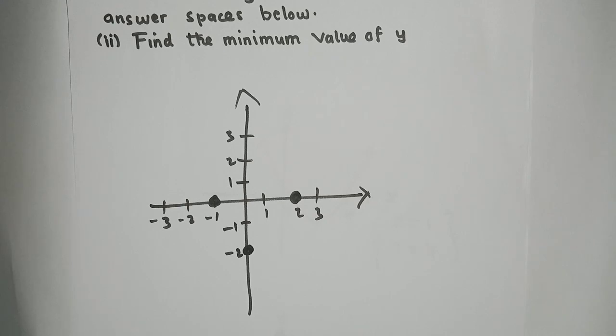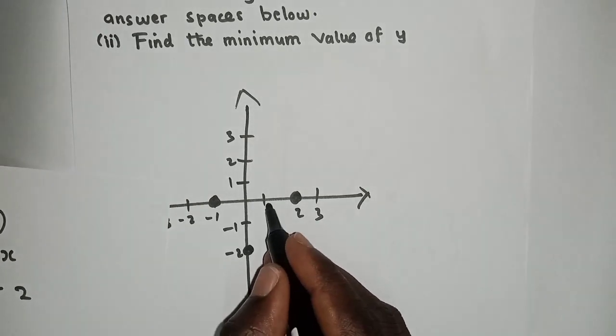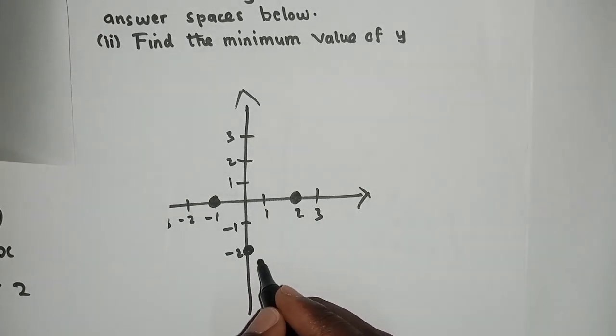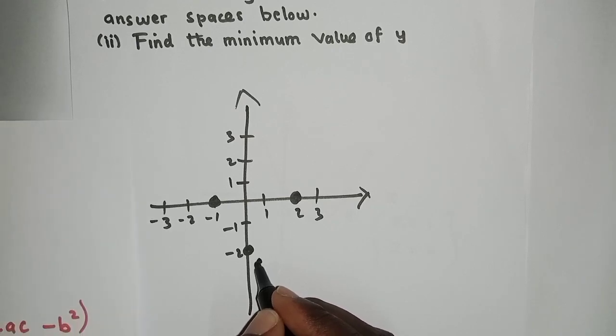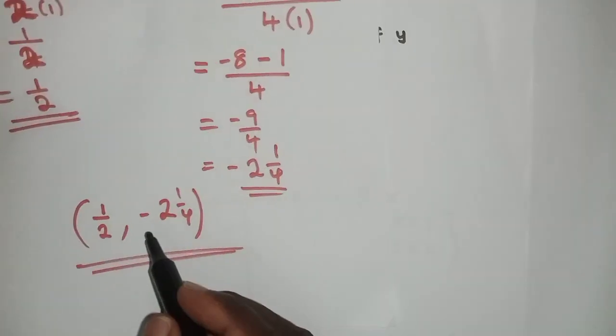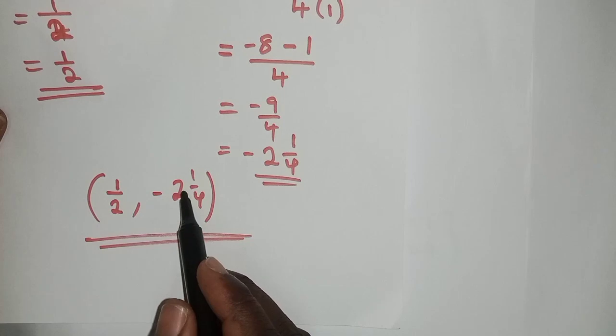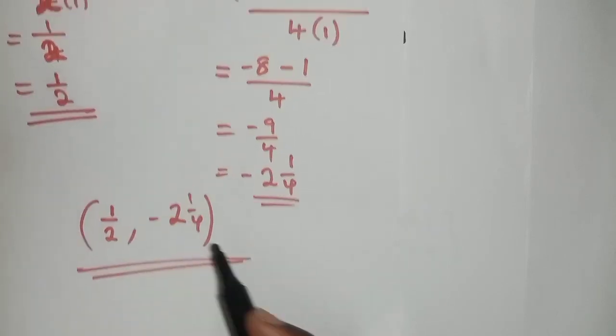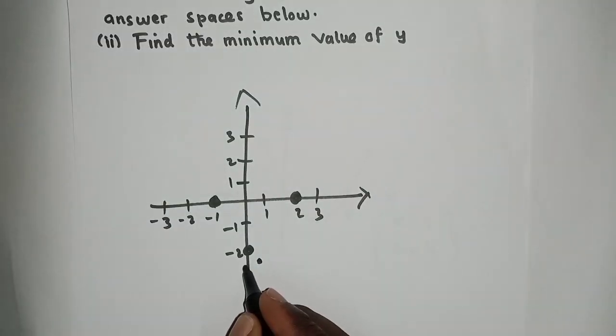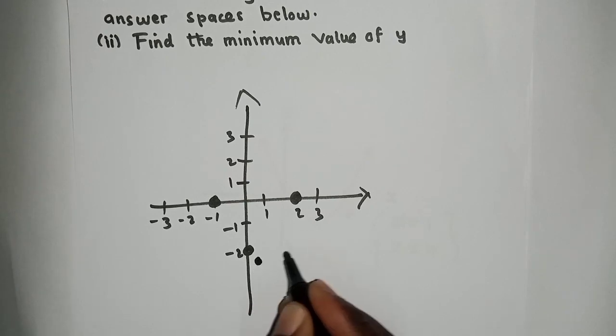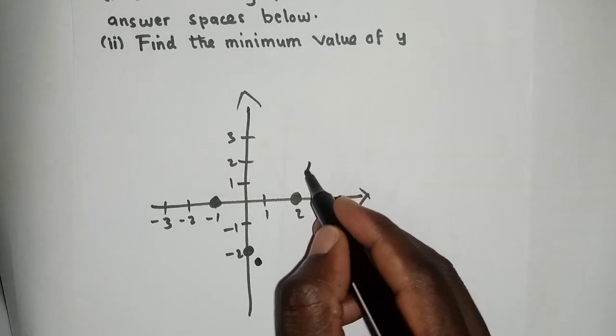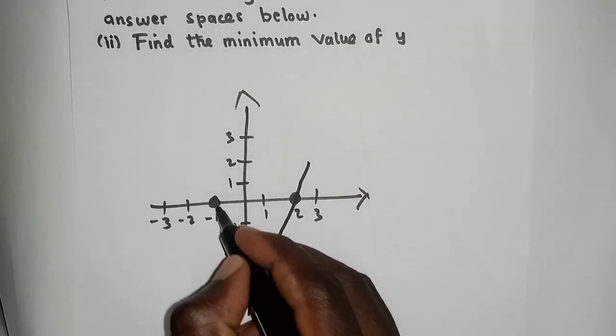And then for the turning point, we found 1/2, which is half. This is 1. If 1 is here, 1/2 must be somewhere here. And -2 remainder 1/4 is supposed to be somewhere here. So the point must be somewhere here. And the graph, when you do it, will look like that.